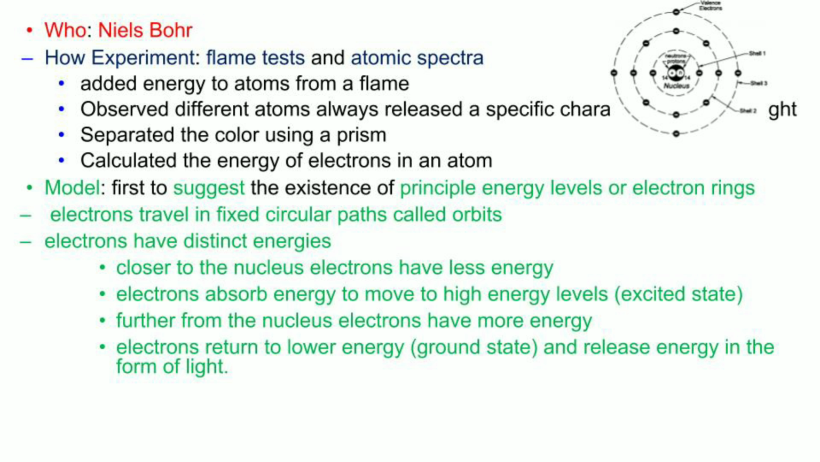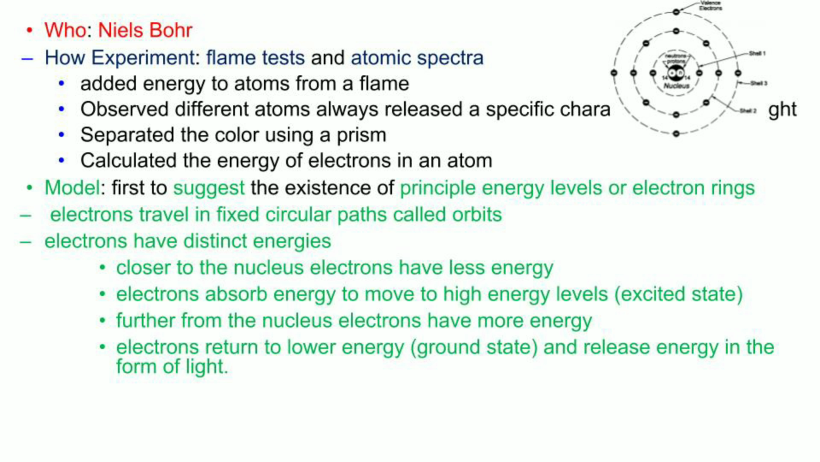Niels Bohr did an experiment called a flame test. What he did is he took various atoms and put them in fire. He observed that different atoms glowed different colors within the fire. He later went and separated this color of light with a prism. He used this to calculate exact energies of electrons.